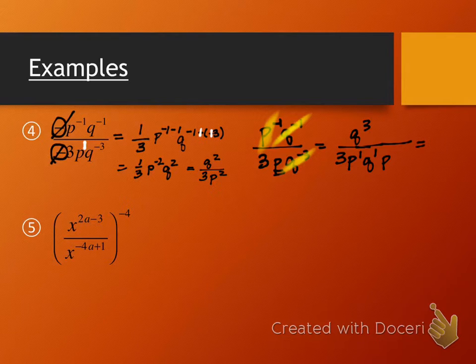So I would end up with q cubed over 3. The p's would combine, so I'd have my p squared and a q. And then the last thing to do would be to recognize that the q to the 3rd and the q here, one of those q's cancels out. Or you could do it with subtraction of exponents. And so you'd end up with a q squared on top and a 3p squared on bottom, just like the other way that we did it.